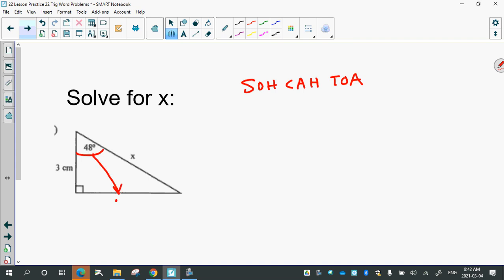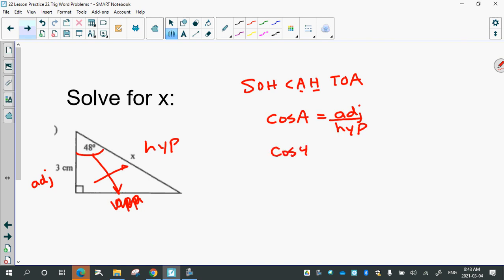So this would be my opposite side, hypotenuse, and adjacent. And the side I'm going to cross off because I don't know it, and I'm not asked to find it, is the opposite side. So then out of the three ratios, the one that has adjacent and hypotenuse is cos. So the cos of an angle is its adjacent side divided by its hypotenuse. The cos of 48 degrees is 3 over x.